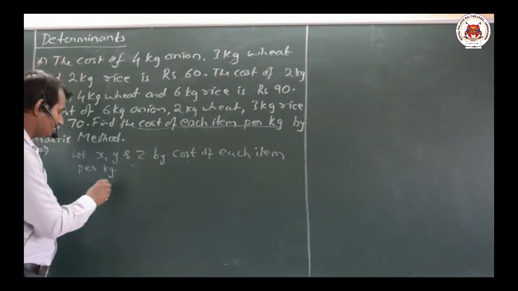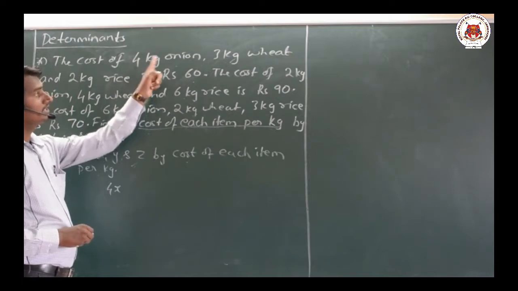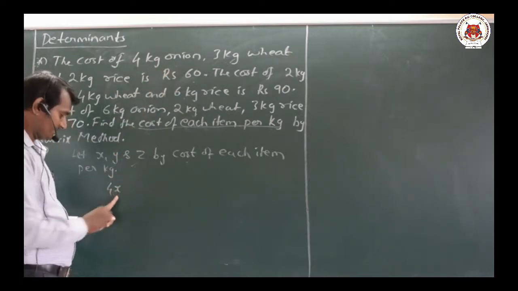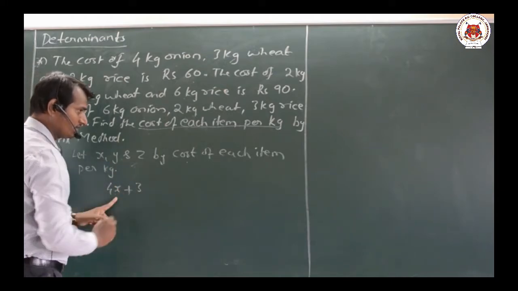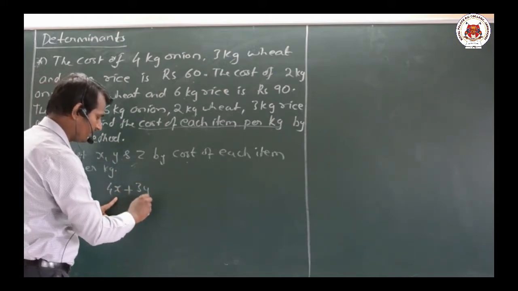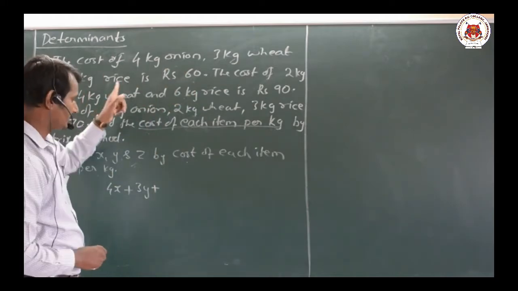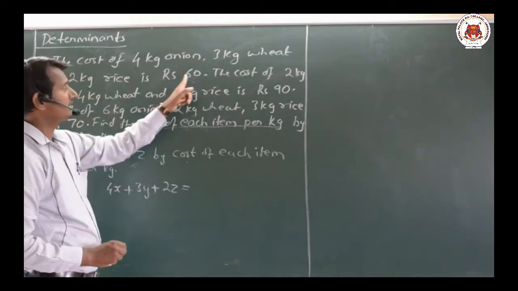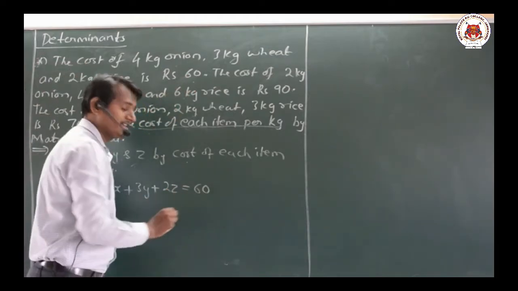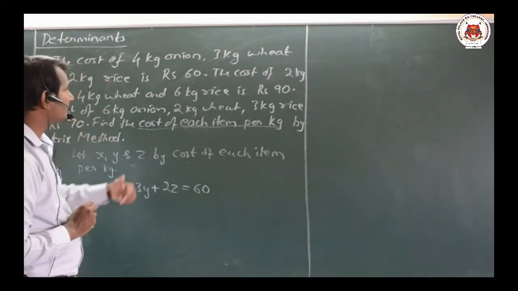The three equations are: 4x, that means 4 kg onion, for 1 kg it is x, plus 3 kg of wheat, that means 3y, plus 2 kg of rice, that is 2z, equal to rupees 60. Okay dear friends, in a similar manner we can write the similar two equations.